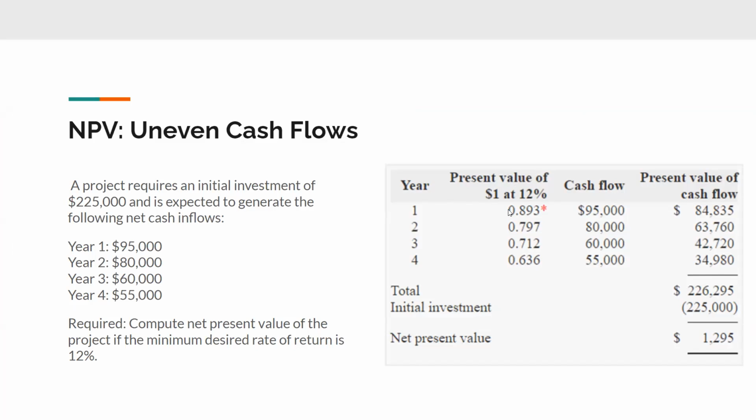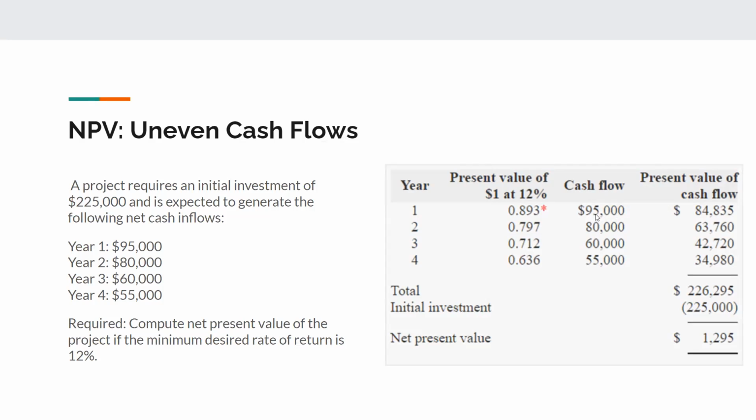So year 1, as I mentioned, was 0.893. We saw that a short while ago. Year 2, 0.797. Year 3, 0.712. Year 4, 0.636. You see, as the years go by, the present value at 12% is decreasing. I would then be multiplying those discount rates by the cash flow for each of those years to give me the present value of the cash flow, right?